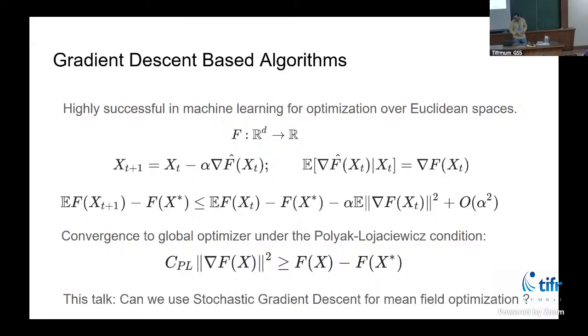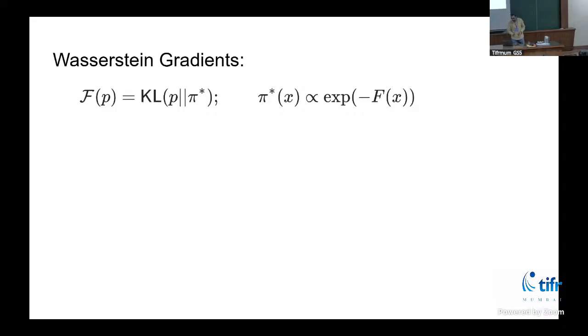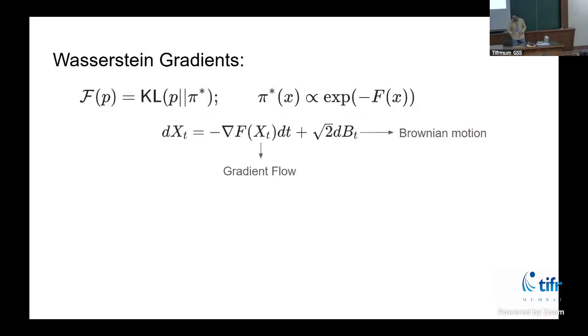Okay, so this is so successful. So we asked the natural question: can we come up with analogs of stochastic gradient descent for mean field optimization? And this will be the topic of today's discussion. For that we need a concept of gradient, so we'll think of Wasserstein gradients.